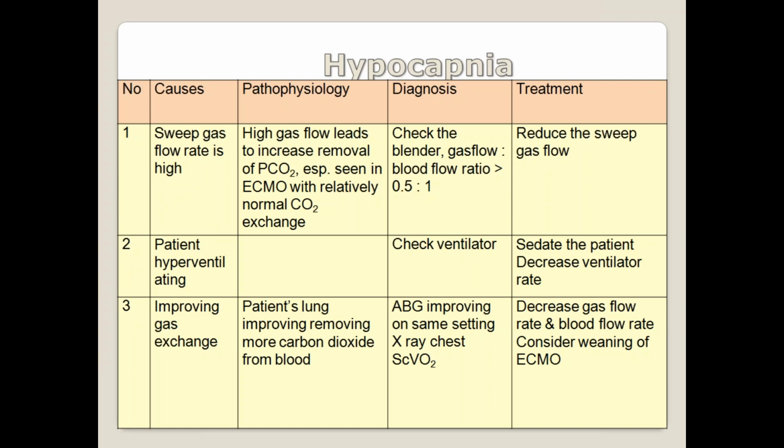Hypocapnia: usually your sweep gas flow rate is more than what is expected, so that can be the cause of hypocapnia. Or the patient is hyperventilating, so check the ventilator settings; you can still bring down the ventilator settings. Or gas exchange is improving. When the patient starts improving, even the lung starts excreting CO2, and you can get hypocapnia. The treatment is to decrease the sweep gas.